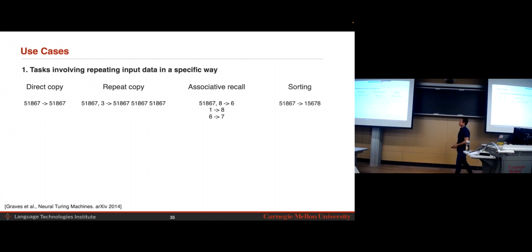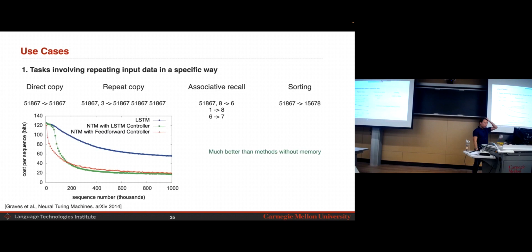And sorting. I don't know why, but some people want neural networks to be able to do sorting. And again, that requires storing into memory and outputting from memory. It's much harder if you don't have these memory methods. And these folks showed it, right? These neural Turing machines, which are a very early example of memory, perform much better than just your classic LSTMs.